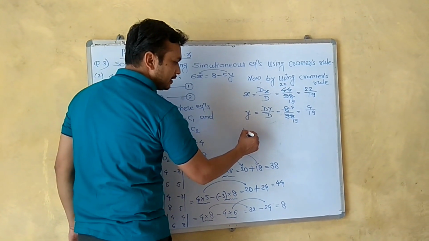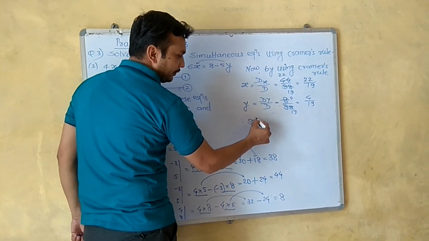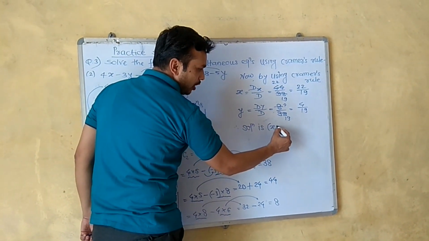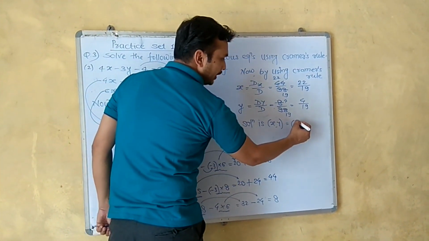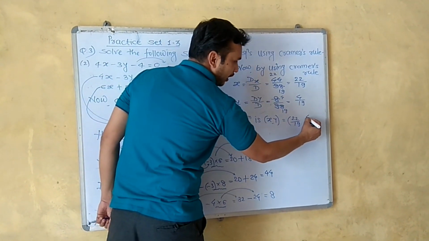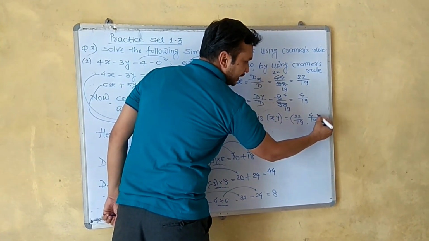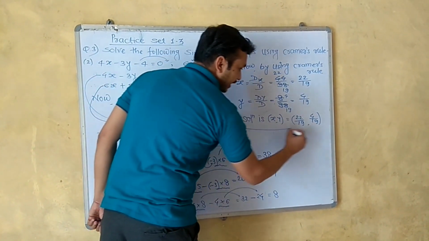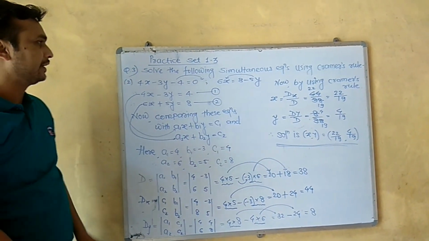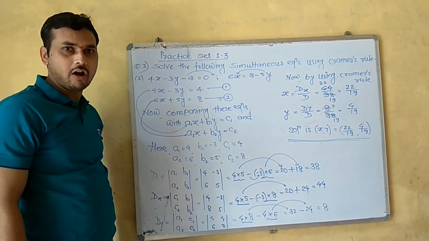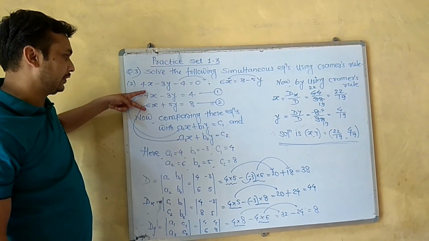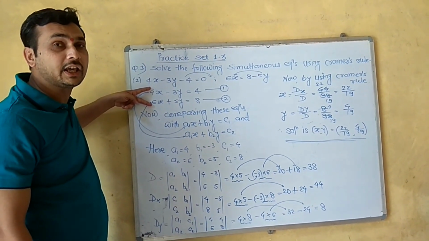Therefore, the solution is x comma y equals 22 upon 19 comma 4 upon 19. So this is the solution by Cramer's rule or determinant method for these simultaneous equations.